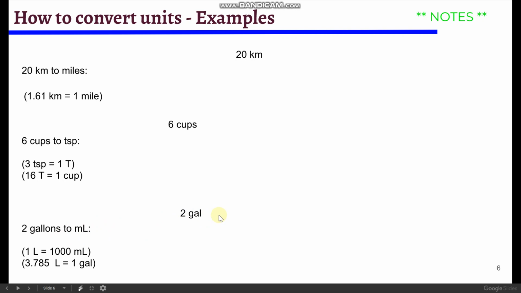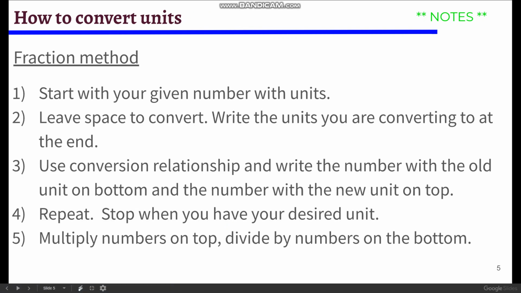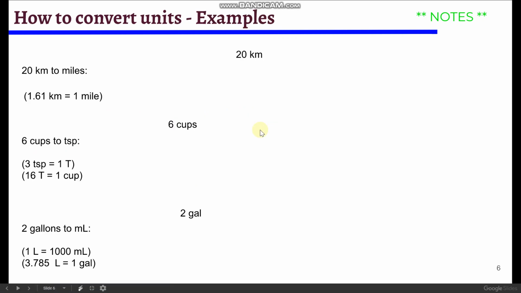Okay, so how do we do that conversion? Well, let's go back to step 2. Step 2 said leave space to convert and write the units you are converting to at the end. So what does that mean? Well, I'm converting from 20 kilometers to miles. So that means I'm going to write miles at the very end. For this one, I'm going to write teaspoons at the very end. And then for this one, I'm going to write milliliters at the very end.